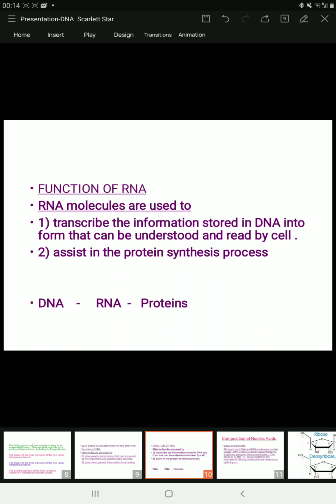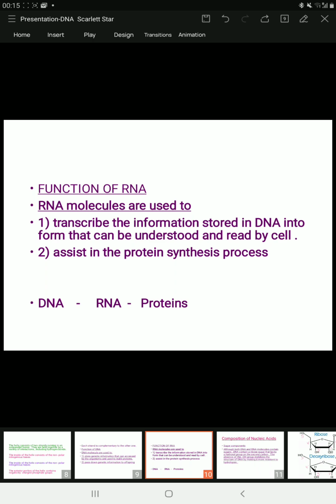Function of RNA. RNA molecules are used to transcribe the information stored in DNA into a form that can be understood and read by the cell. Let's say we have taken mRNA. mRNA basically reads the information. Transcribe means reading the information given by the cells and putting it in a proper manner that can be understood by the cell.